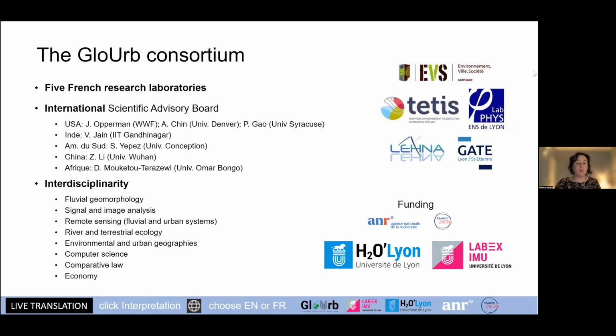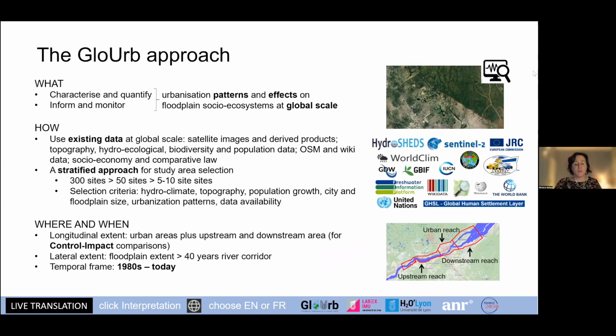Now, to discuss this subject, we organized an interdisciplinary consortium with 5 French labs, and therefore we work in river geomorphology, environmental, terrestrial and aquatic morphology, signals, economy, and comparative law. Also, we have a committee of international experts to help us raise the question, but also to have a better local knowledge of the situation in the various countries.